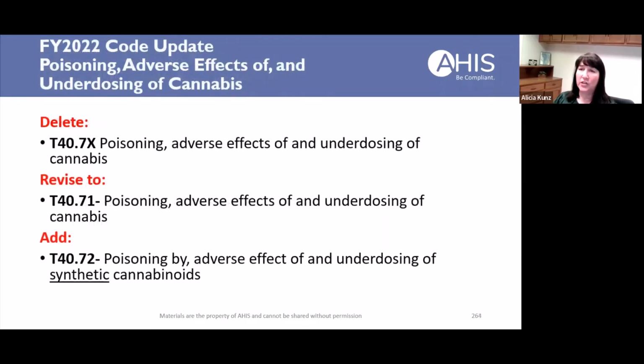We have some changes to poisoning, adverse effects, and underdosing of cannabis. So they've gotten rid of T40.7X, and they've replaced that X with a 1 or a 2. So T40.71 is for poisoning, adverse effects, or underdosing of cannabis. And then T40.72, poisoning, adverse effects, and underdosing of synthetic cannabinoids. So those are now broken down into the 2.